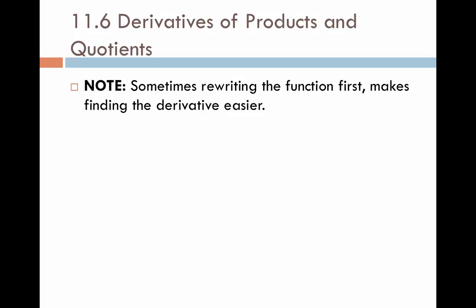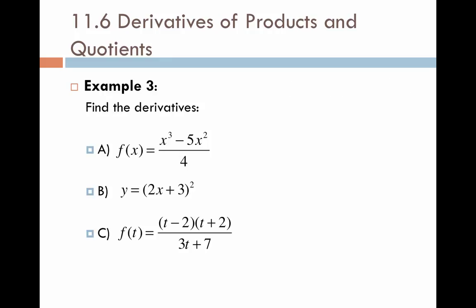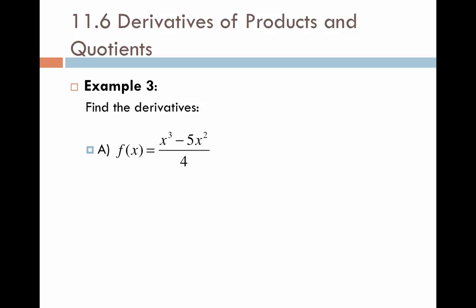Note, sometimes rewriting the function first will make finding the derivative easier. Example 3, find the derivatives. Let's look at part A first. So right now it looks like a quotient. You have x cubed minus 5x squared in the numerator and 4 in the denominator. But 4 is a constant, so we can rewrite this. I'm going to pull the 4 out to the side. So instead of dividing by 4, I'm going to multiply by 1/4. So I have 1/4 times x cubed minus 5x squared.